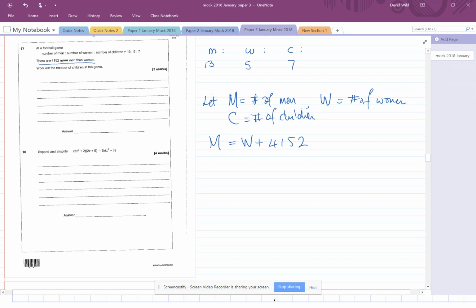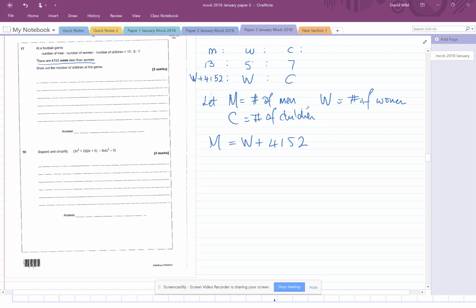Okay, so these are the ratios. Let's put in how many men there are. Well, we don't know how many men there are, but we do know that that is W plus 4152. And the number of women is obviously just W, and the number of children is C. They should be capitals, so let's keep them as capitals.